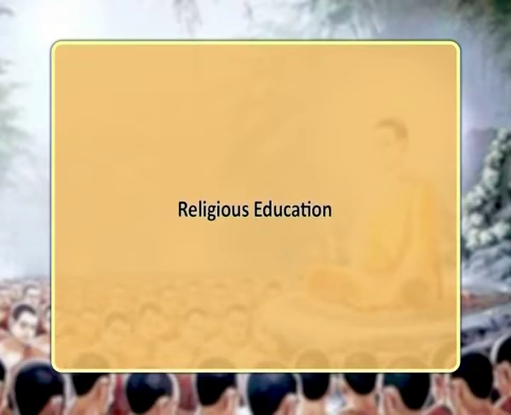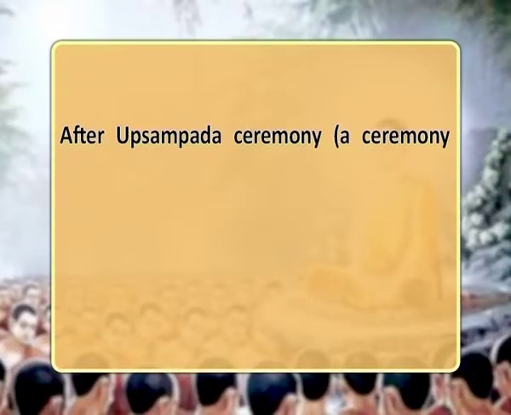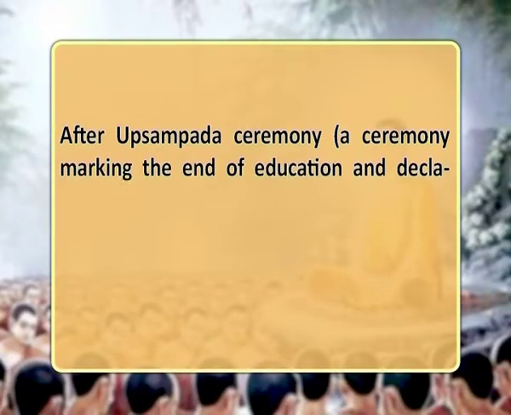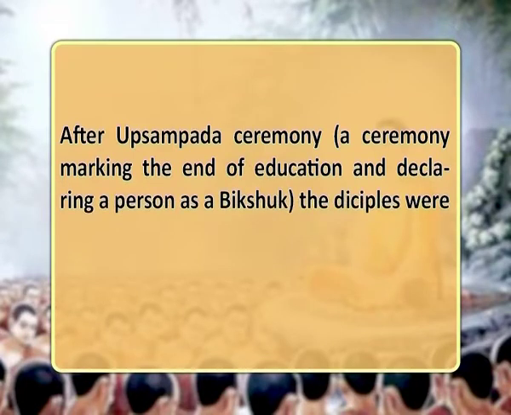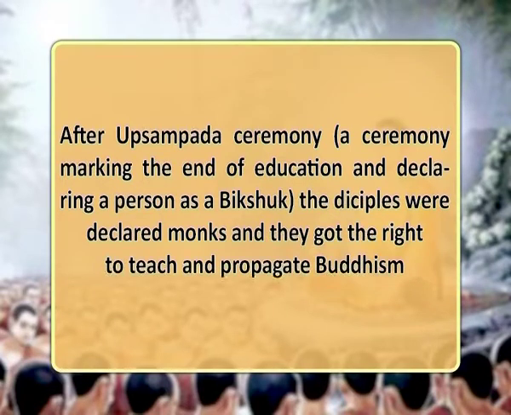The seventh aim is religious education. Though worldly education was given ample stress, religious education was not ignored. For it, four truths and 8 paths that have been discussed earlier were practiced by the learners. After Upasampada ceremony, that is a ceremony marking the end of education and declaring a person as a bhikshu, the disciples were declared monks and they got the right to teach and propagate Buddhism.